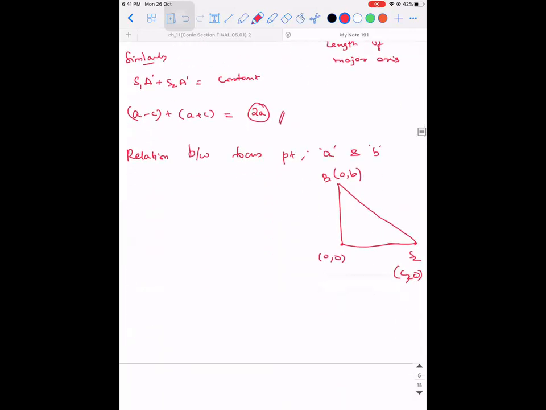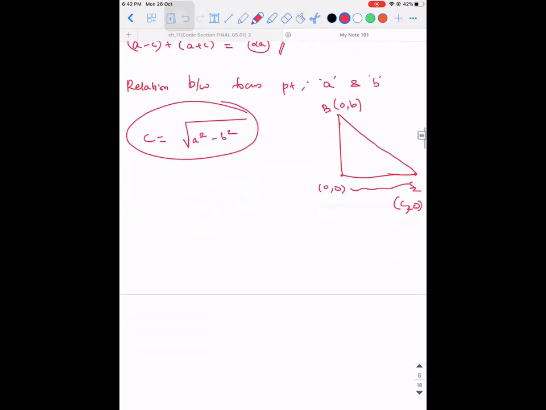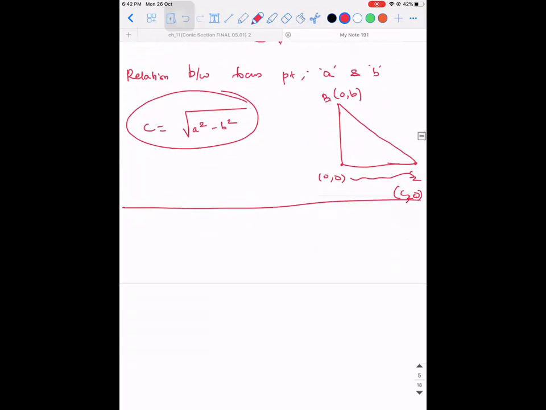Right? Then the relation between C, A and B is given as C is equal to root of A square minus B square. Remember this, I will prove this. That the value of C is given as root of A square minus B square. Remember this. Okay. Now comes the next important point.